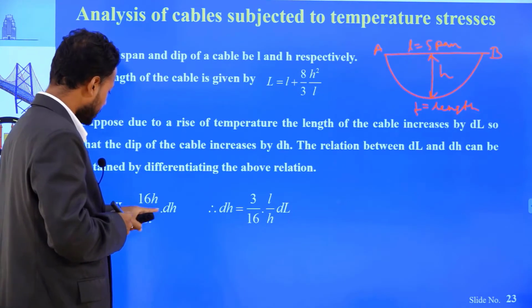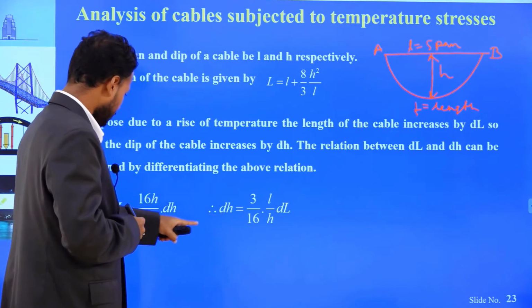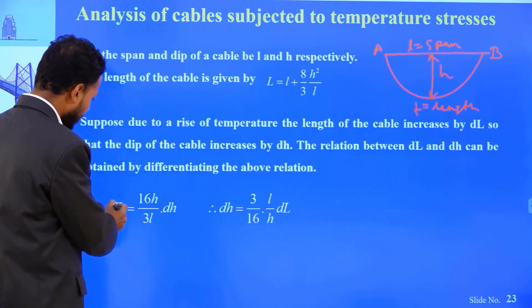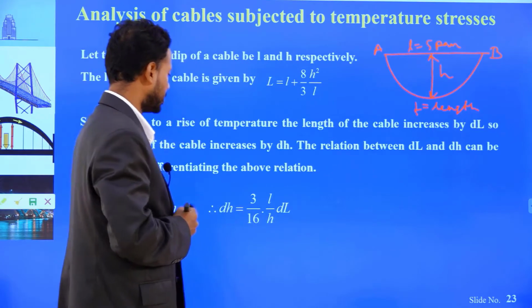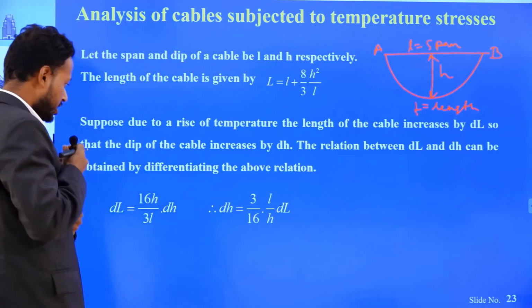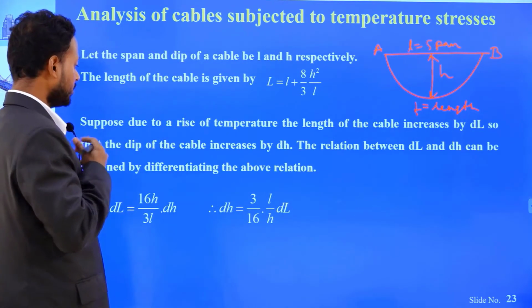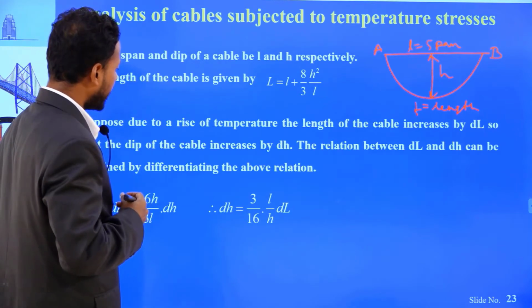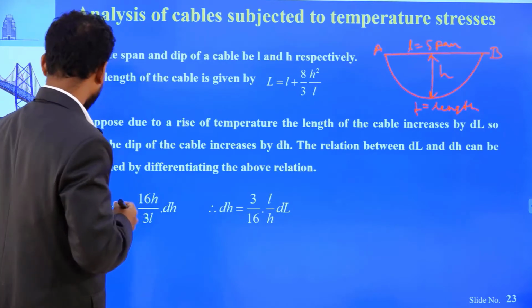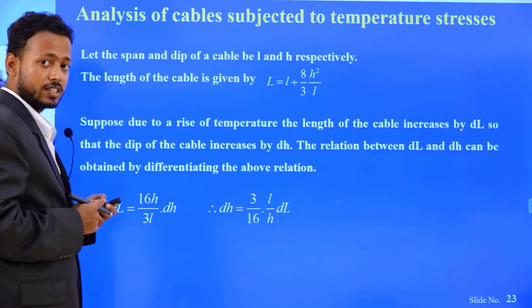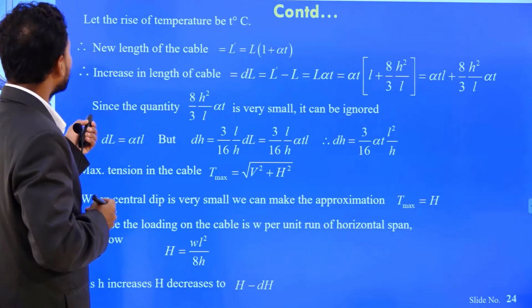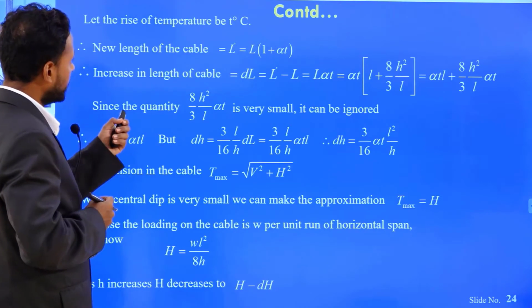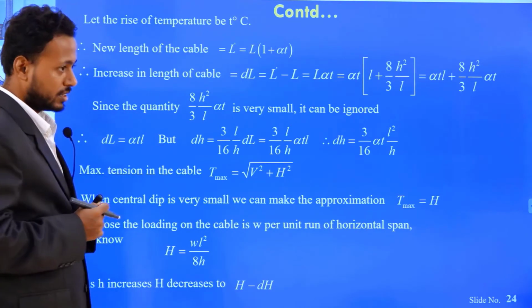Therefore I can write dH equals 3l into dL by 16 H. So I have dH equals 3 by 16 l by H into dL, right? Now let the rise of temperature be T degree centigrade, okay?